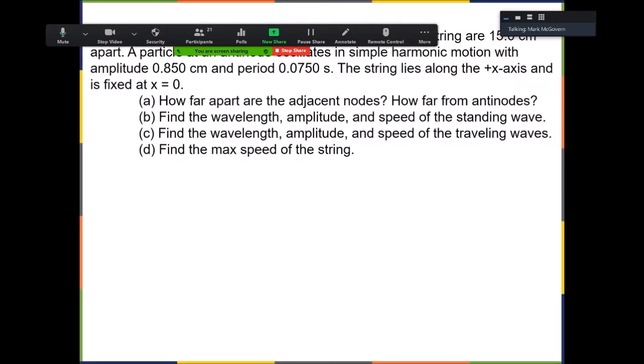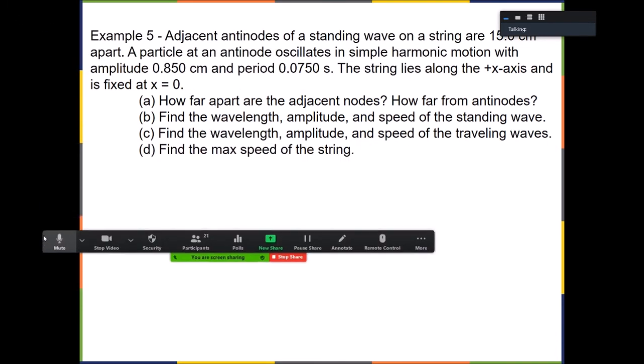All right, so let's do an example here. Adjacent antinodes of a standing wave on a string are 15 centimeters apart. Okay, so the idea with antinodes is they're separated by lambda over 2, just like nodes are. So the lambda here is apparently 30 centimeters.